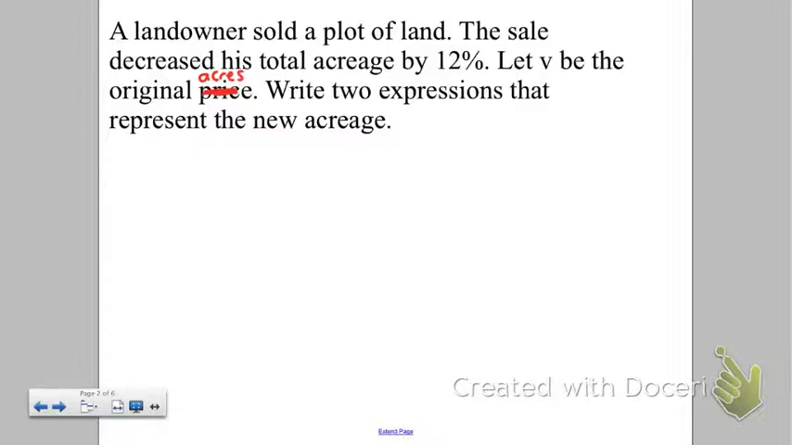Write two expressions that represent the new acreage. Take a second to copy down the question.